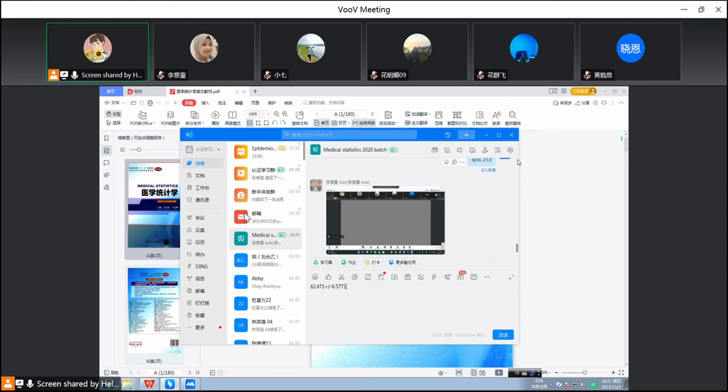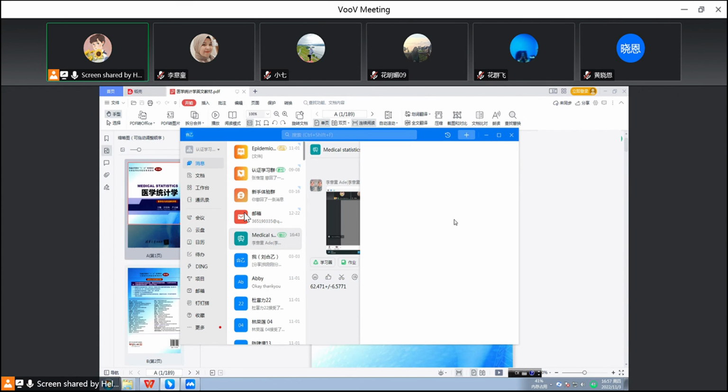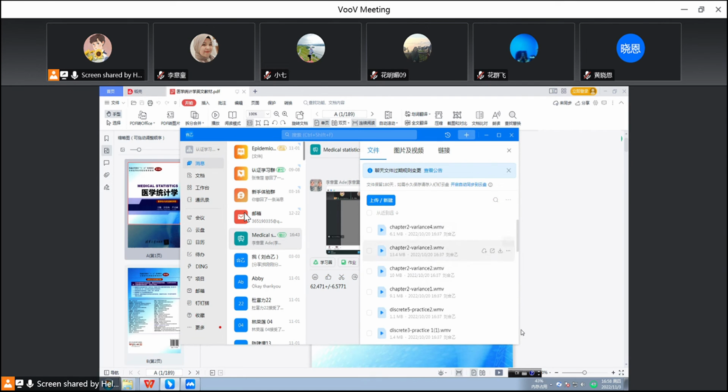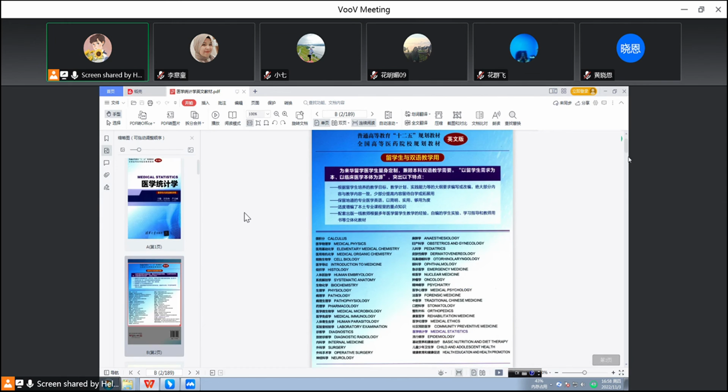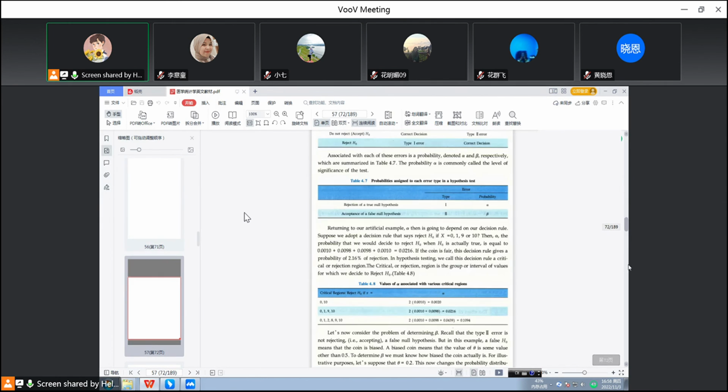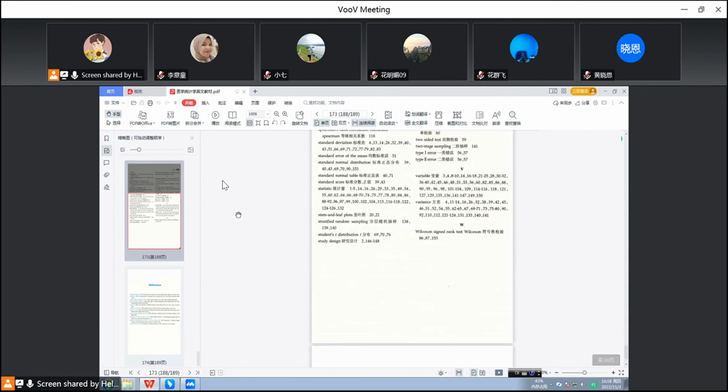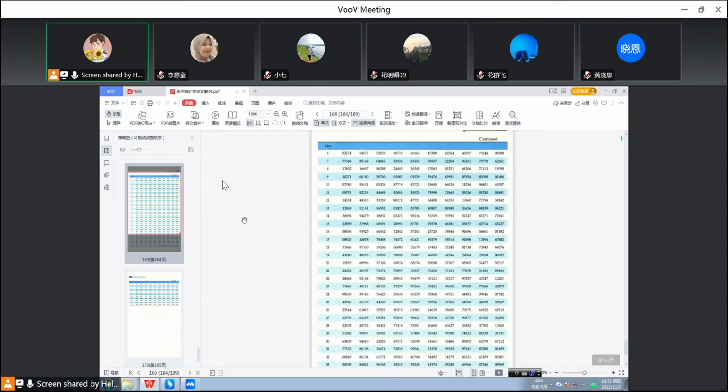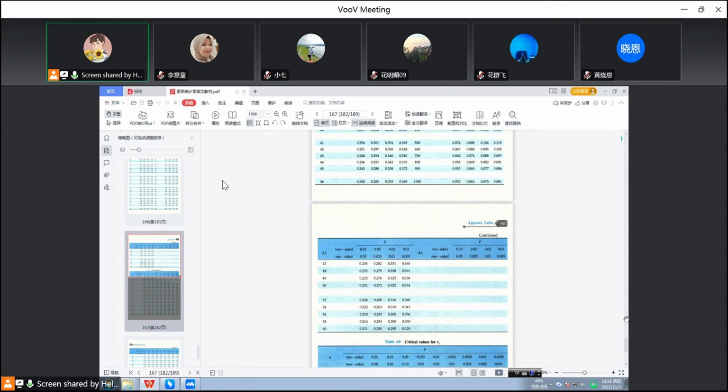How can we look at the file in our group? Here. You have to download it, because we have to use the attached table to calculate the normal distribution. Please pay attention to the table. We will use it in the videos.